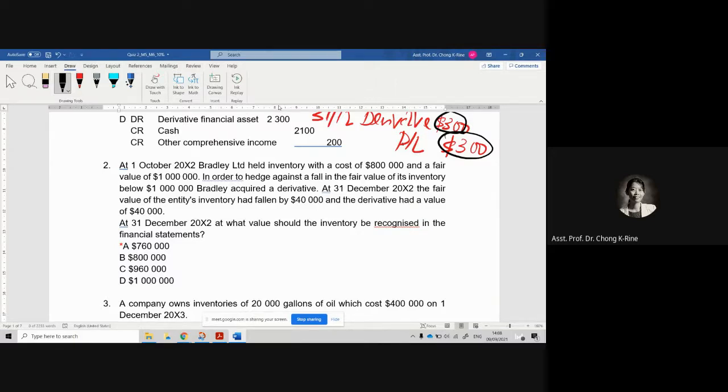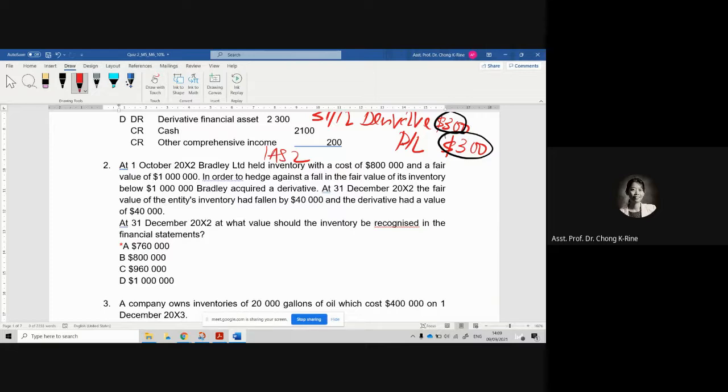All right, so question number 2. On 1st of October 20X2, we held inventory with a cost of 800,000 and a fair value of 1 million. Now, this requires the knowledge of inventory, IAS 2. We will recognize in our balance sheet, under current assets, the lower of cost versus net realizable value.